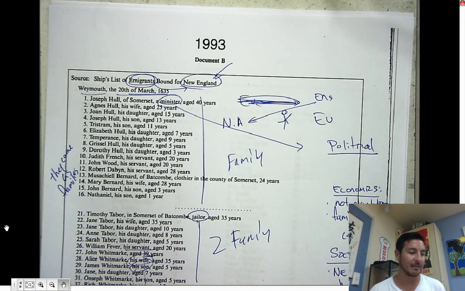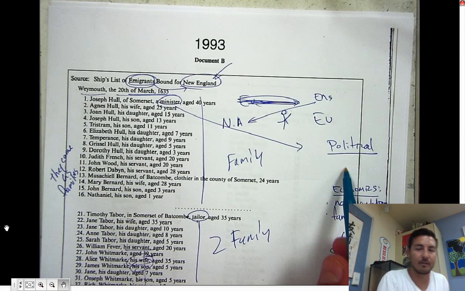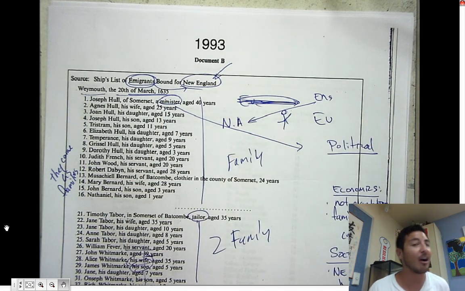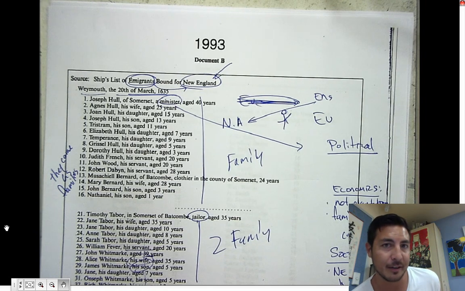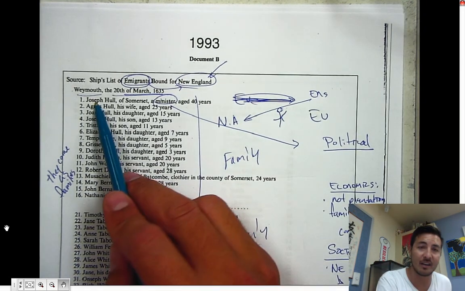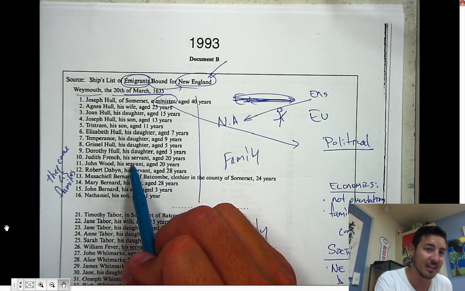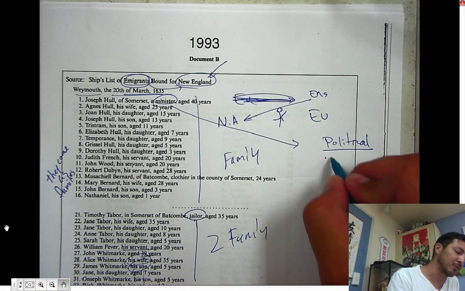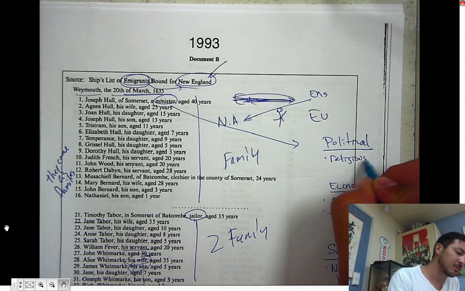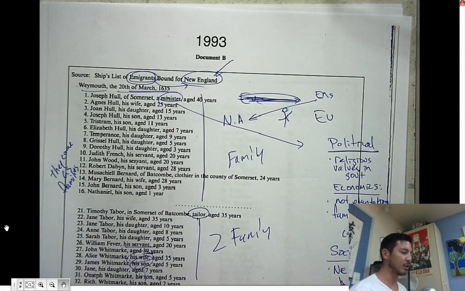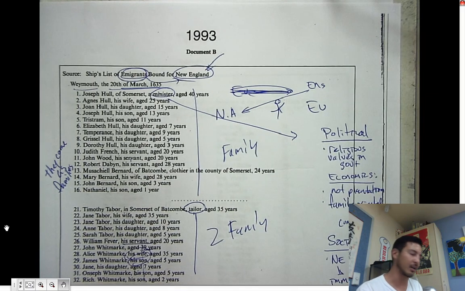All right. So politically over here, which is interesting, I see a minister and he comes first. So I'm going to make the argument, may not be right, that since he came first and he's number 1 on this whole list on the ship, he probably is the most important. And the fact that he's a minister might show some religious values in government. They might be using religion in their government. So that's one that kind of attacks the ship's list, which is document B here.